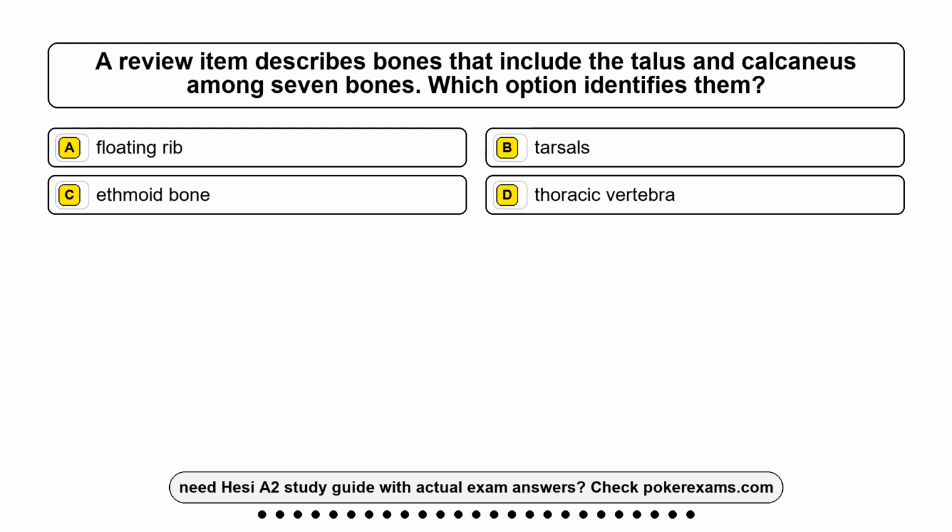Question 8. A review item describes bones that include the talus and calcaneus among 7 bones. Which option identifies them? Option A, floating rib. Option B, tarsals.